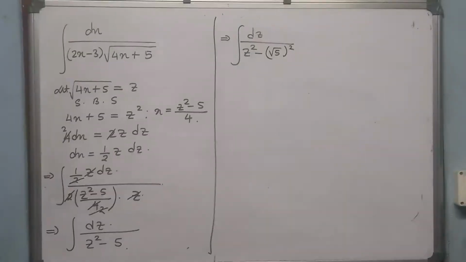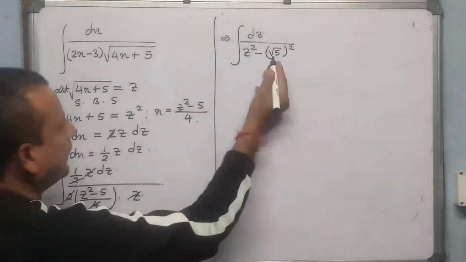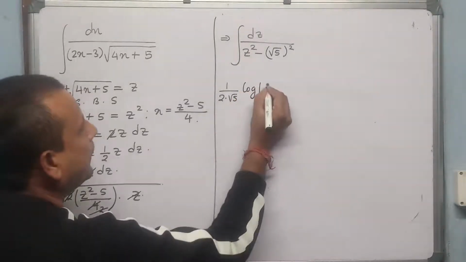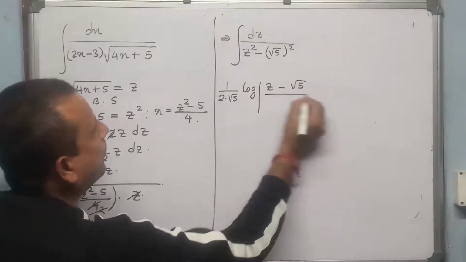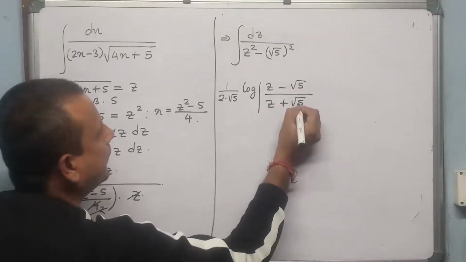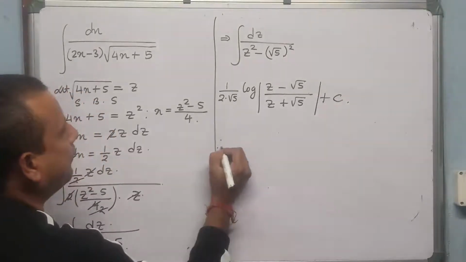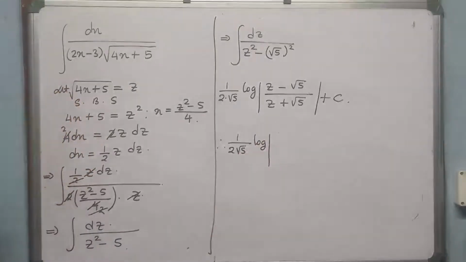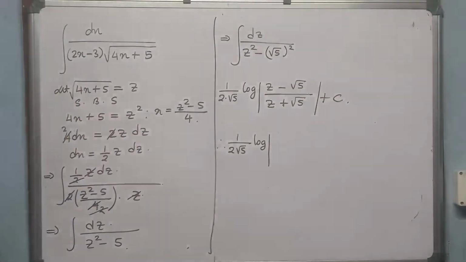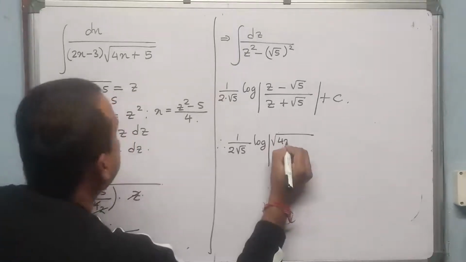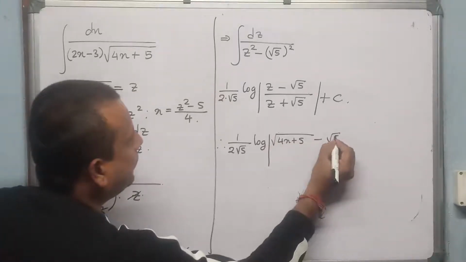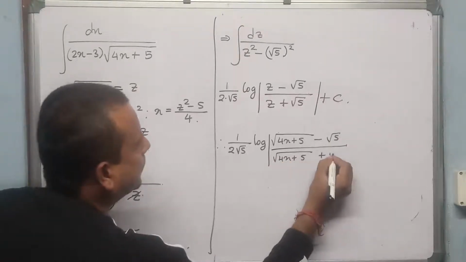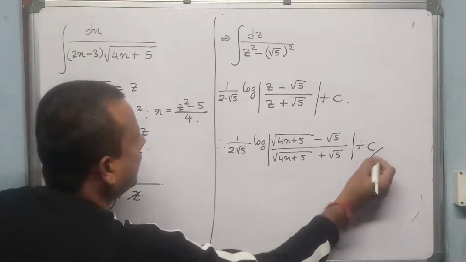Now this one is also in terms of formula. Which formula? x square minus a square. The formula will be 1 by 2a log of x minus a over x plus a plus c. Therefore substitute the value of z. According to our substitution quantity, the value of z will be under root 4x plus 5 minus root 5 over under root 4x plus 5 plus root 5 plus c. This one is the final answer.